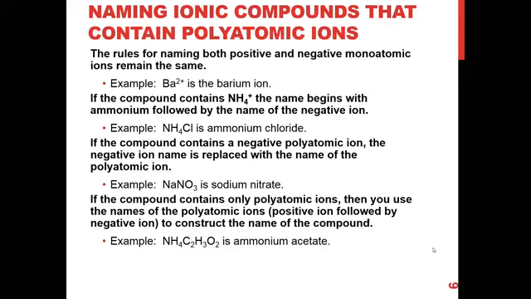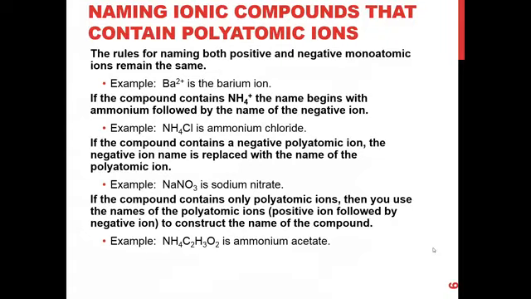Finally, if the compound contains only polyatomic ions, then you use the name of the polyatomic ions, positive ion followed by negative ion, to construct the name of the compound. In these cases, the positive ion will always be NH4 1+, ammonium, followed by some other negative polyatomic ion. In the example shown here, the negative polyatomic ion C2H3O2 is the acetate ion, so the name of the compound NH4C2H3O2 is ammonium acetate.